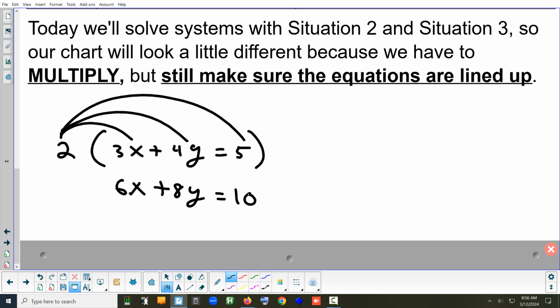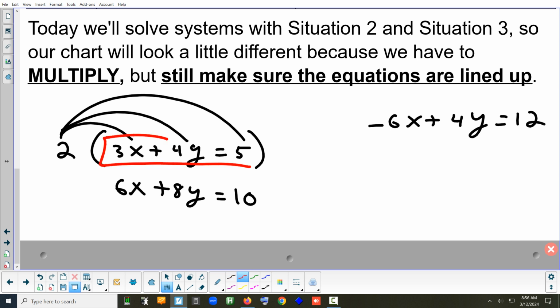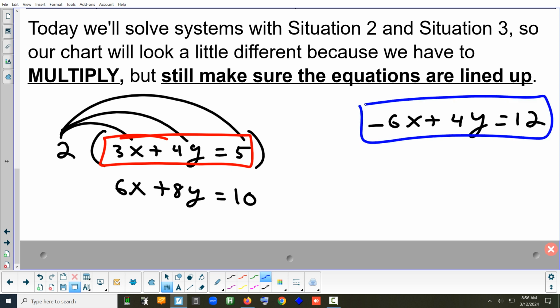And the reason why you might have to multiply by a number first is because, let's say you had an equation like this. And you were trying to get the x's to cancel out. Well, if you look at the original one, does what's in that red box and what's in the blue box have the same letter, same number, and opposite signs?